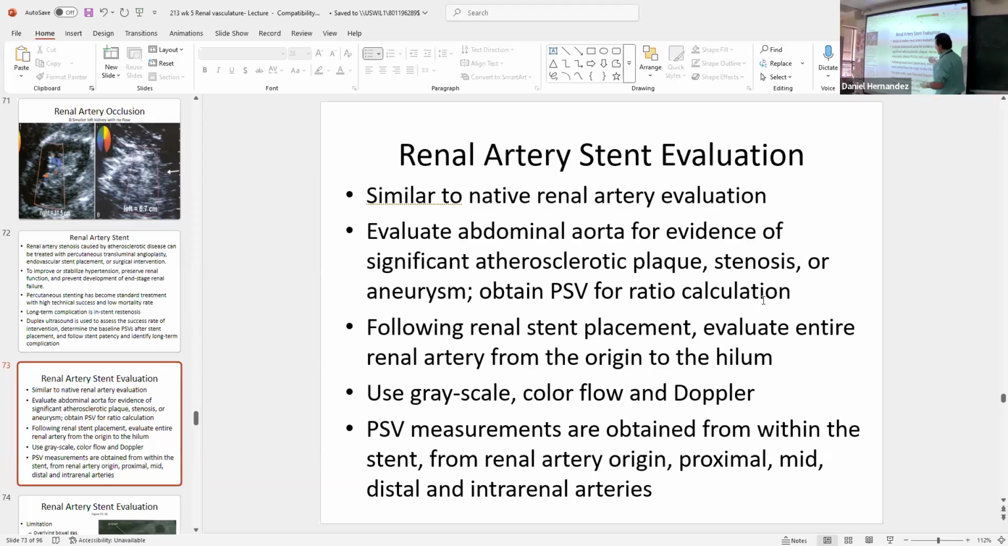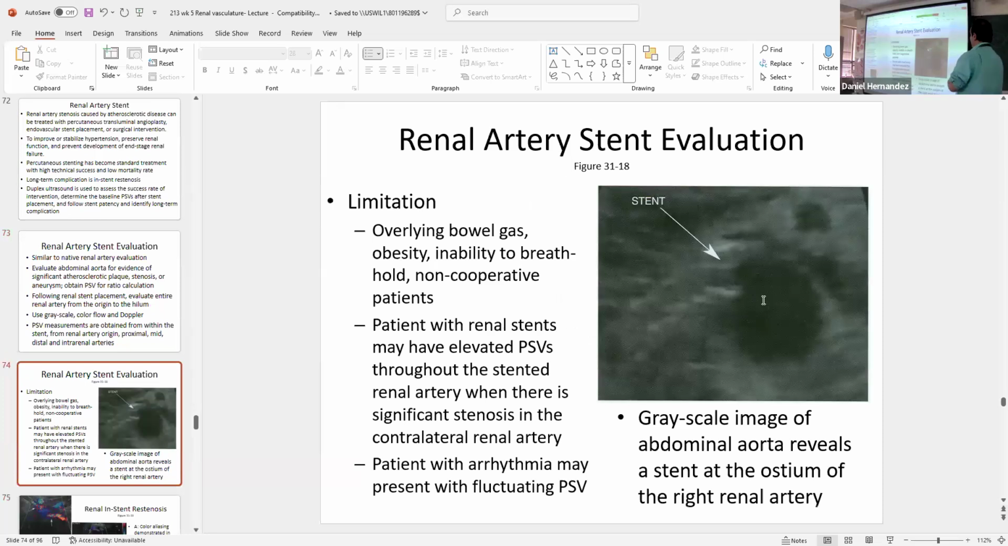So utilizing our same three functions: grayscale, color, Doppler. Obtain our peak systolic velocity measurements from within the stent and from the renal artery origin, proximal, mid, distal, all the way out. And we can include the intrarenals. So essentially the protocol is exactly the same. We're just paying closer attention to the stent and measuring velocities through that stent.